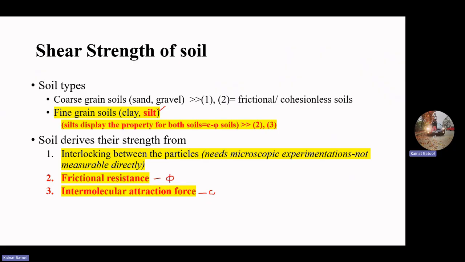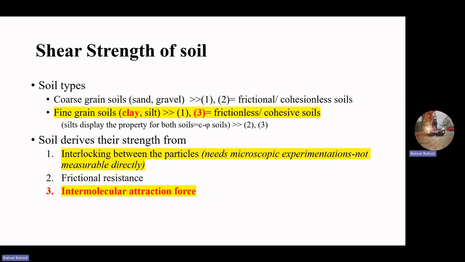So, silt might have an angle of internal friction, that is the phi angle, and it might have a cohesion value as well, so it is called a C and phi soil. In silts, both frictional resistance and intermolecular attractive forces contribute towards the shear strength, and also the first one, but we are not considering it in our calculations.